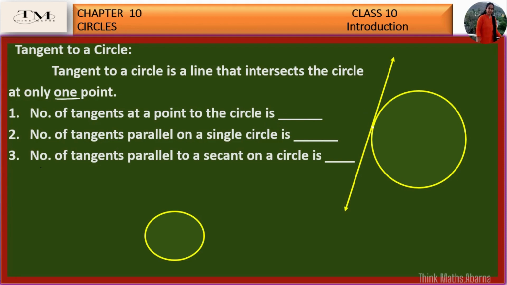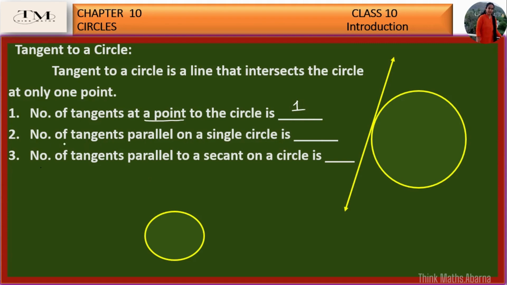So this is a point. At this point, how many tangents can we draw? We can draw only one tangent. If I draw some other line like this, it will not be a tangent. If I take another line here, this line will not be a tangent, because it touches at another point. This line touches the circle at only one point. So the number of tangents at a point to the circle is 1.